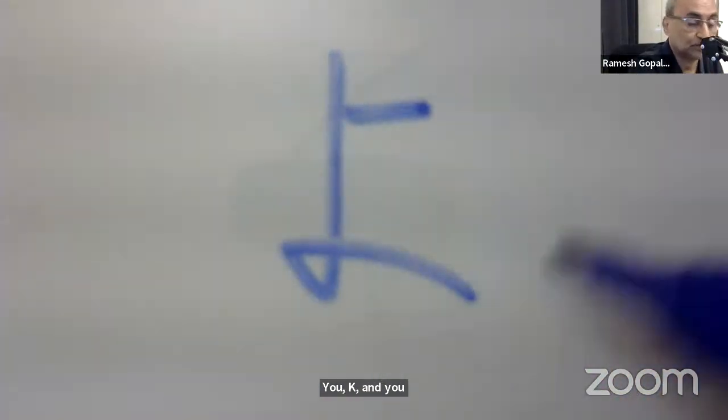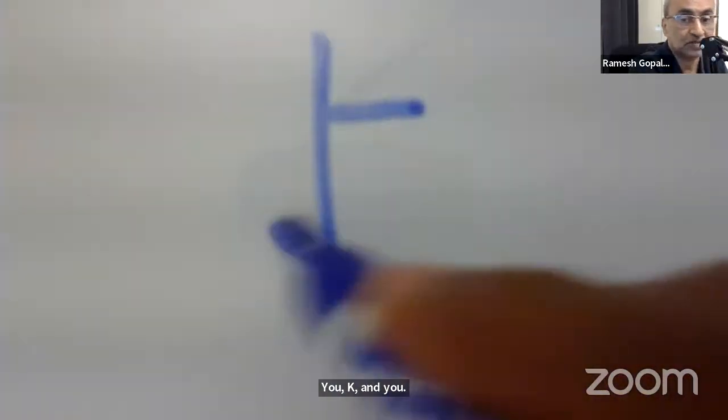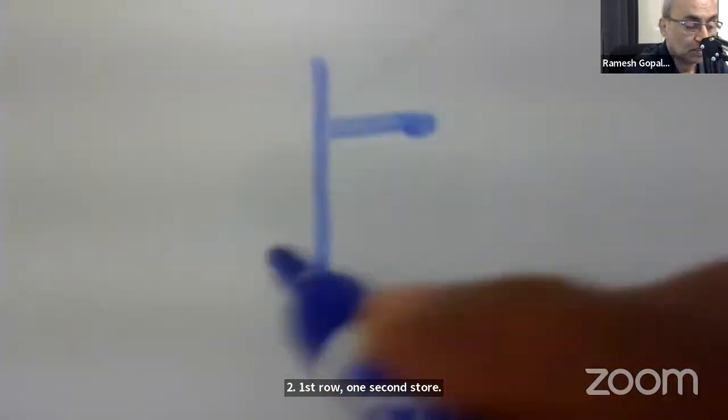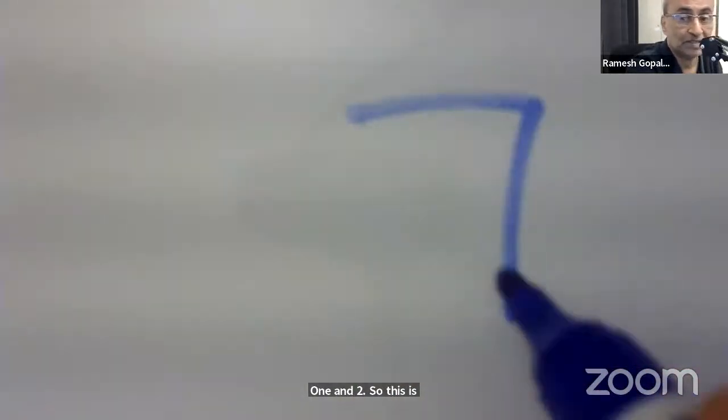Katakana yo. It has 2 strokes. First stroke, second stroke. So this is katakana yo. First stroke, then left to right.